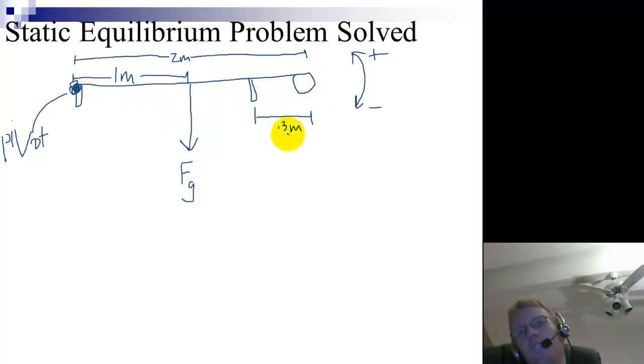Although, I've labeled this as 0.3, right? But the rule is you have to label the distance from the pivot point. So I also need to label this distance here. And of course that is going to be 1.7 meters, because this total is 2 and this is 0.3, and if you subtract them you get 1.7.